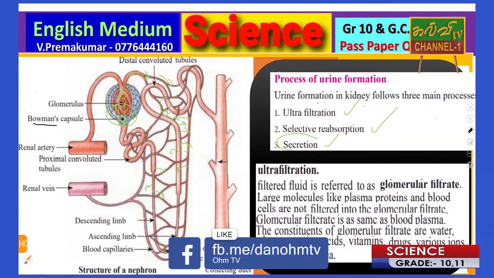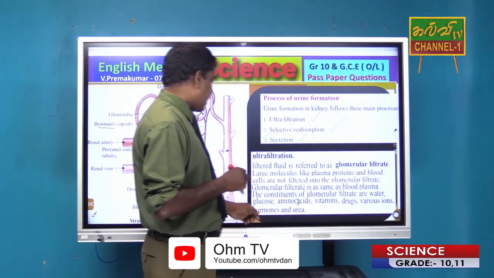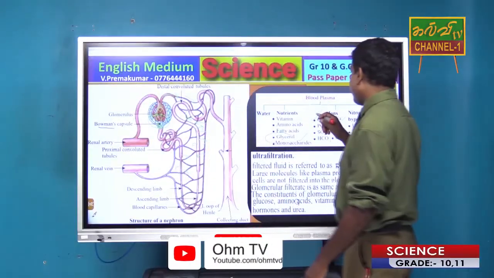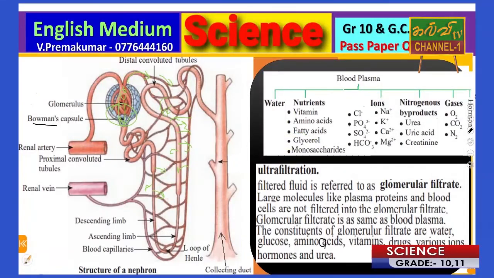The renal vein plasma. The constituents of the glomerular filtrate are water, glucose, amino acids and vitamins, drugs, various ions, hormones and urea. Okay, so this is explained in this blood plasma. Here I have not mentioned the proteins, albumin and globulin, and sometimes antigens, which are not available. So these kinds of substances are mostly not available in the glomerular liquid, right?